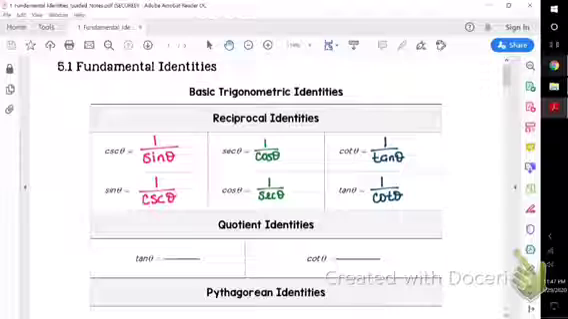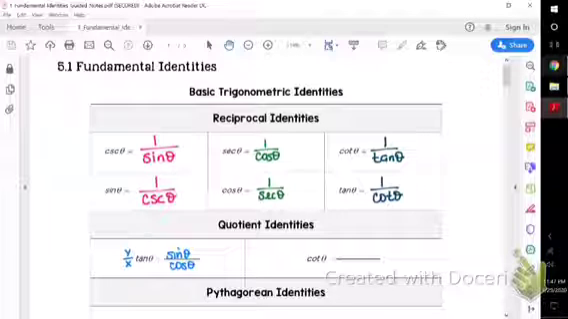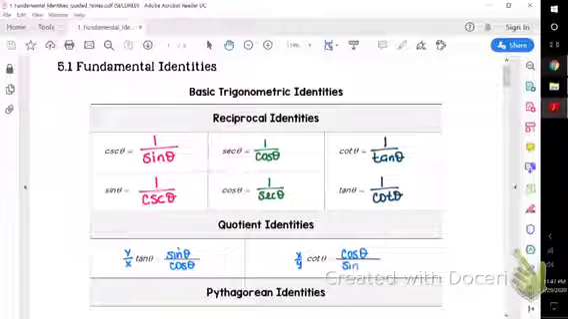Now for the quotient identities, I believe we talked about these before as well. You already kind of know these anyways, because you know that tangent in terms of x, y, and r is really just y over x. And so remember, y is associated with sine and x is associated with cosine when we're just talking about that unit circle. So tangent of theta is equal to sine of theta over cosine of theta. And then cotangent is just its reciprocal, remember? So we know it's x over y, so it's going to be cosine of theta over sine of theta.